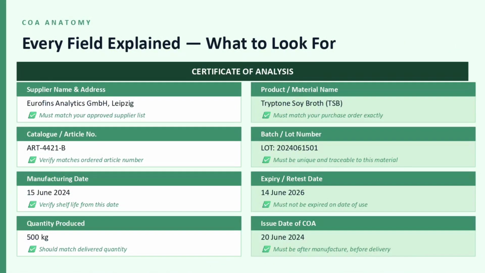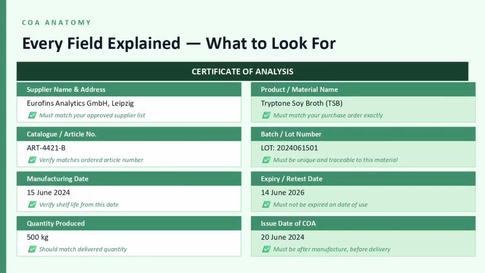Let us walk through the header section of a COA. The fields at the top of the document that identify the material and the batch. The supplier name and address must match your approved supplier list exactly. If the COA comes from a different entity, even a sister company of your approved supplier, that is a finding and requires qualification. The product or material name must match exactly what you ordered. If your purchase order says tryptone soy broth and the COA says tryptic soy broth or TSB, this needs to be confirmed. Different trade names for the same material must be verified in your specification.